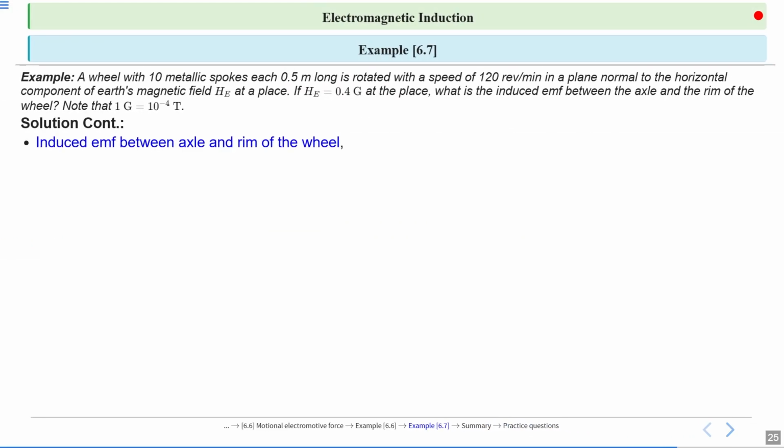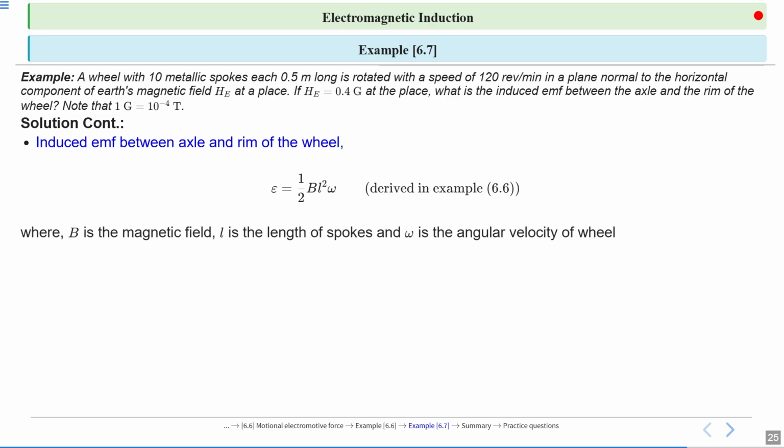Okay, so induced EMF between the axial and the rim of the wheel. So epsilon equal to half B L square omega. We have derived in example 6.6 half B omega R square. So I have explained there that the radius in that equation, the radius of this circular ring and the length of the rod were the same. That's why we are using these terms interchangeably, radius and length. Okay, but in the actual expression, that R is representing the length of the metallic rod. So here L is the length of the spoke. So EMF induced will be equal to half BL square omega, derived in example 6.6.